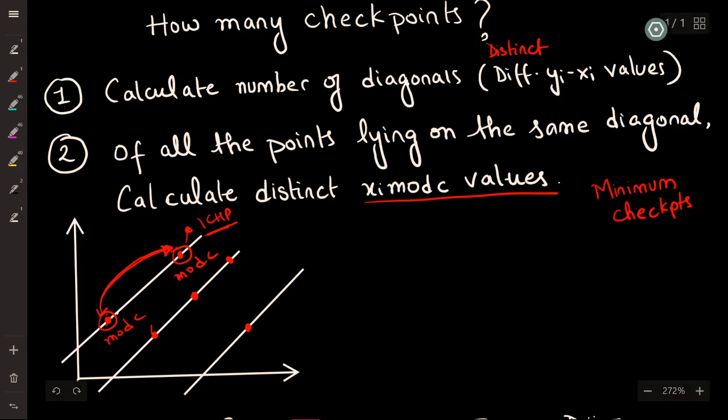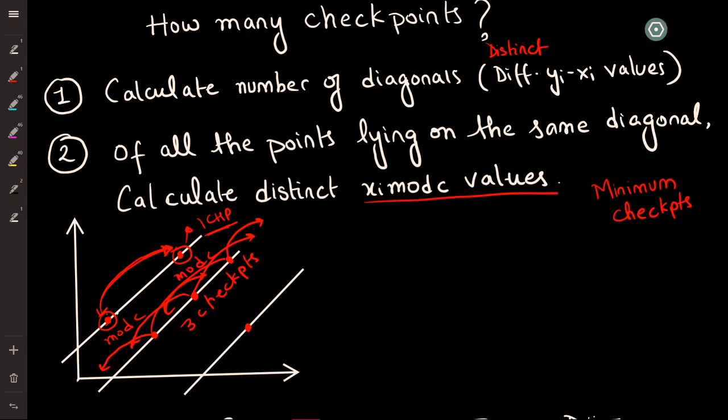Okay, so these points are not reachable. They have different c values. Because of this, I'm going to need 3 checkpoints, even though these points lie on the same diagonal, because they have distinct modulus values with respect to c. And when I talk about distinct modulus values, I am only talking about one of their ordinates, the x ordinate or the y ordinate. For solving this question, I have specifically used the x coordinate, but you can choose the y coordinate as well. It really doesn't make any difference.